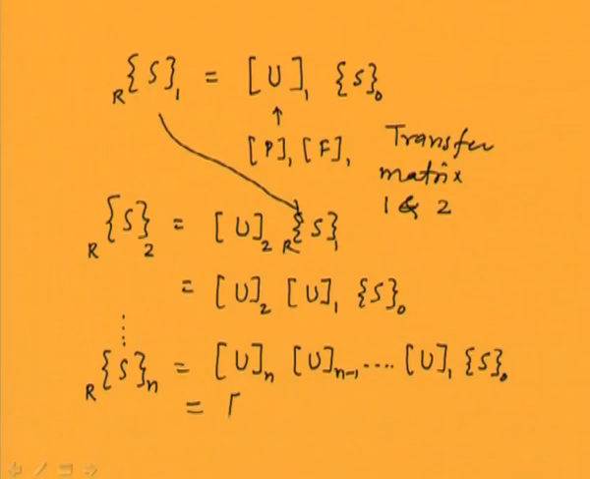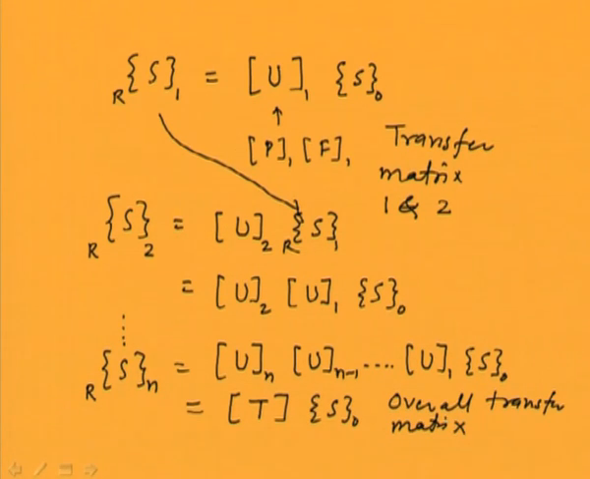So you can see that once we have developed the point matrix and field matrix, we get the transfer matrix between two stations, and it can be used to transfer the state vector from the 0th station to the last station, and this can be simplified as T, capital T. Capital T is the overall transfer matrix, and U was the transfer matrix between two neighboring stations.